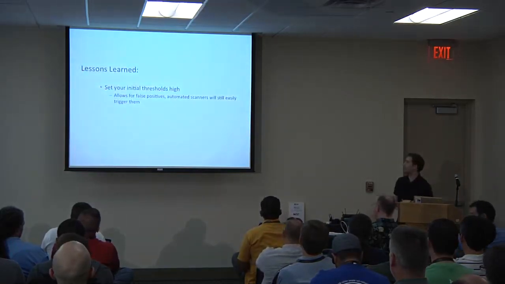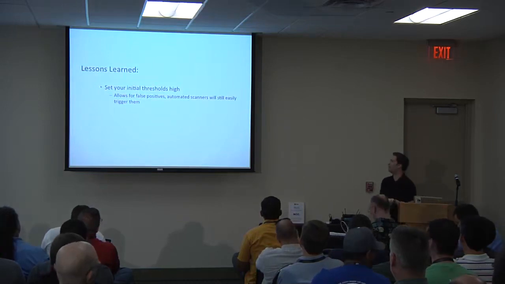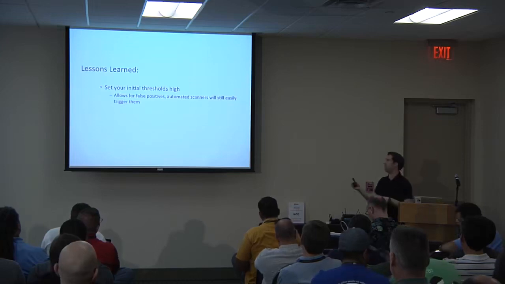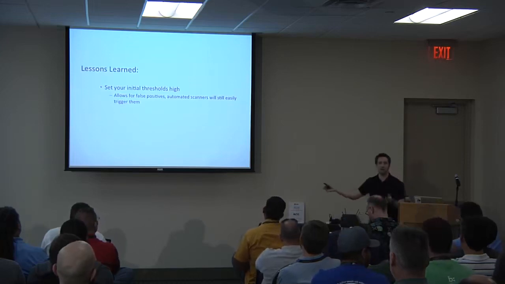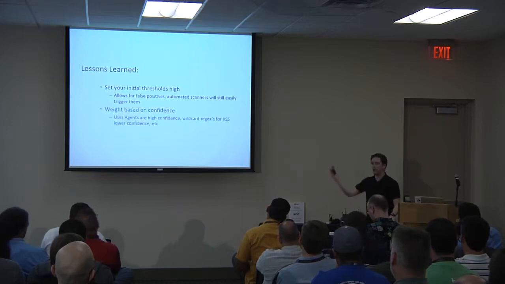Lessons learned from it: set your initial thresholds high. You don't care if a scanner gets 50 requests or 20 or 100 or something like that. What you're killing is the aggregate. You're killing the 2 million requests. Your automated scanners are going to go nuts on this anyway. They're going to trigger enough to trigger your thresholds. Start high, work your way down if you feel comfortable on that.